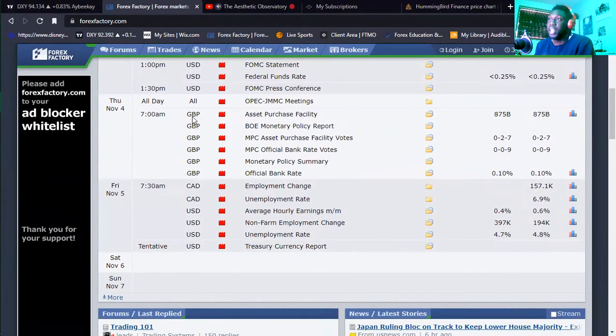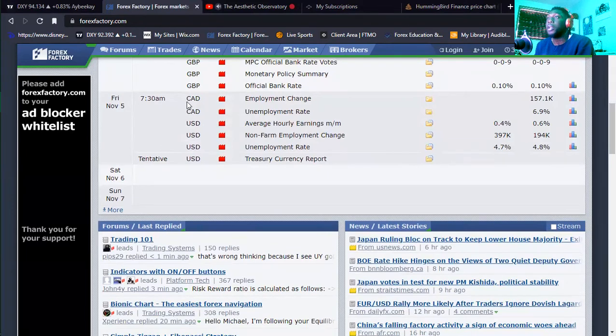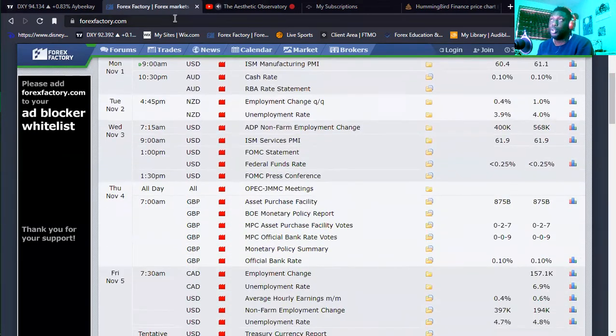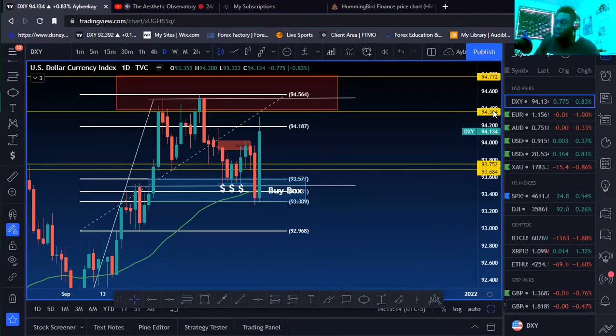And then at 7 a.m. Central Standard Time, we have a whole bunch of GBP news: asset purchase facility, monetary policy statement or report, asset purchase facility votes. There's a whole bunch of news for the GBP on Thursday, so that's definitely something to watch out for. And then Friday, 7:30 a.m., we have, of course, the Canadian dollar and the US dollar: the unemployment rate and employment change for the Canadian dollar, and NFP, unemployment rate, non-farm employment change for the US dollar. This week is NFP, so you definitely want to watch out for the market for some volatile moves. But speaking of volatile moves, let's go on over to the charts.